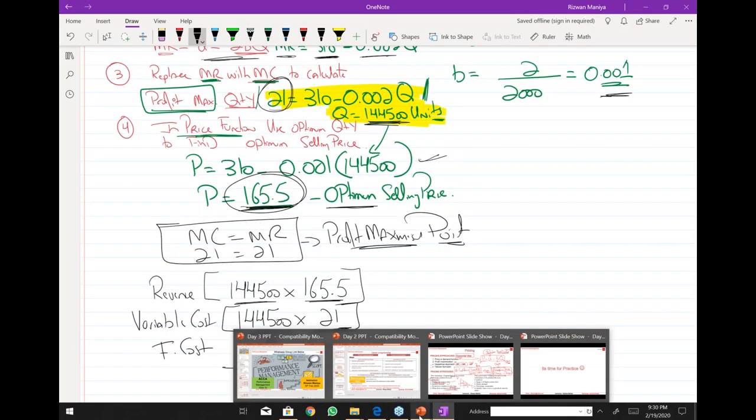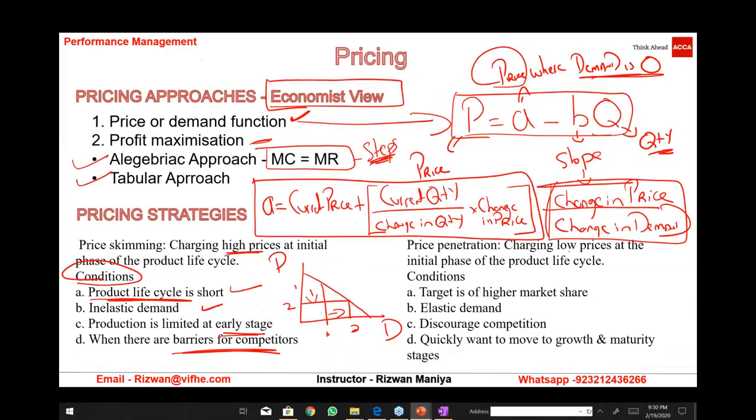Now coming back to what penetration is: when you charge lower prices at the initial phase. So what are the conditions? Number one, when you want to target a higher market, so you charge a lower price. When you want to target a higher market, you charge lower prices, because if you charge a lower price, you know that you can capture a big market share.